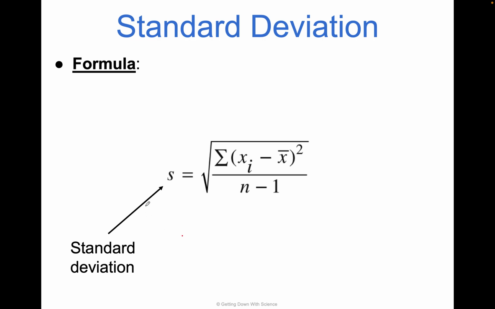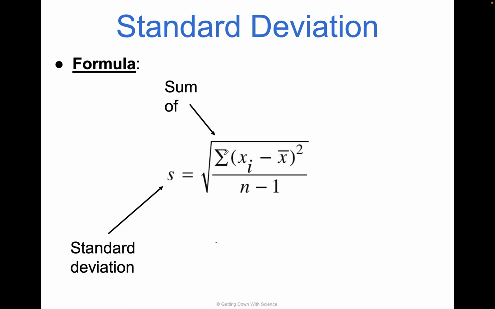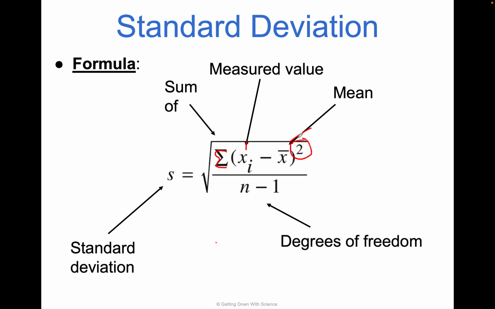So here's your formula. S stands for standard deviation. Sometimes you'll see it as SD, but most of the time you'll see it as S. This right over here is sum of, right? So the standard deviation is the sum of a single measured value minus the mean squared. Okay? So when we do this in class together, or on practice problems, the first thing that you're going to do is take your measured value and subtract the mean from it. You'll do that for each data point. You'll square it and then add them all together.